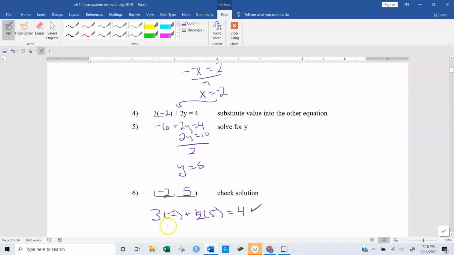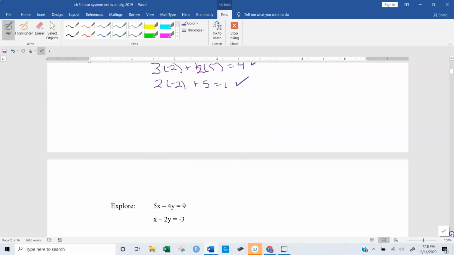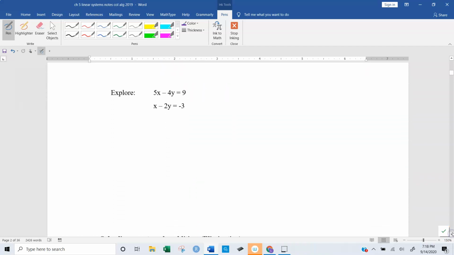So that one was 2x plus y equals 1. So it's 2 times x plus y. Does this equal 1? And the answer is check. So you've done your work correctly. But this is the answer. So when I ask for the solution, I'm asking for that ordered pair. Okay, pause and try yours.